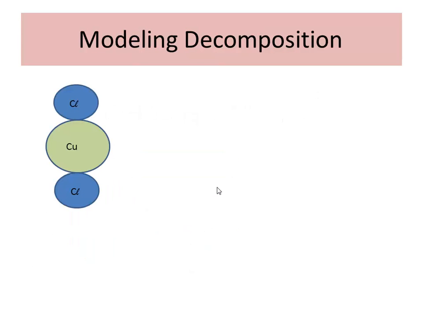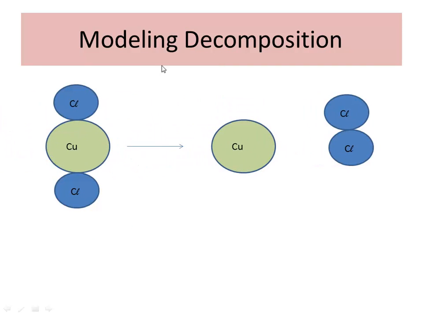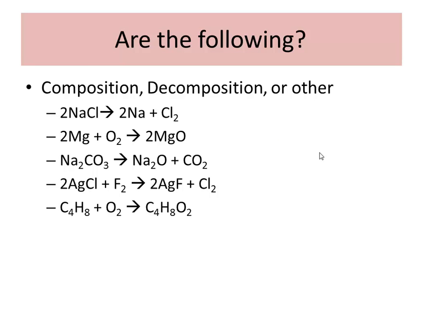When modeling decomposition, here we have one single type of particle, and it forms two separate types of particle. Here we have copper(II) chloride, and it breaks down into copper and chlorine. All right. So now let's move on. I want you guys to figure out some of the following. Write these down. Write down if these are composition, decomposition, or other.